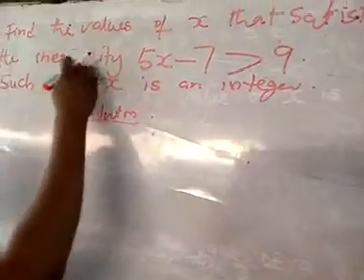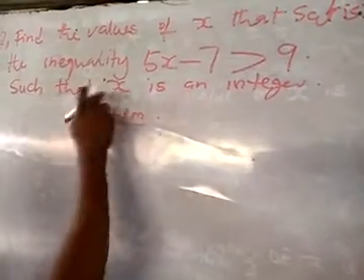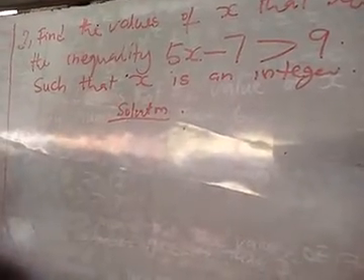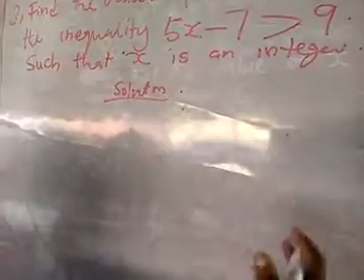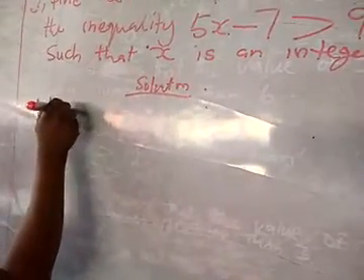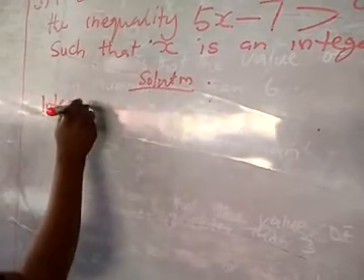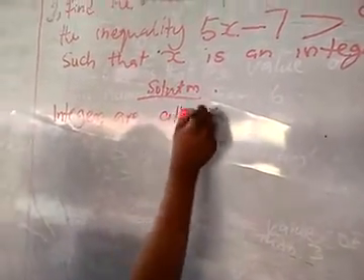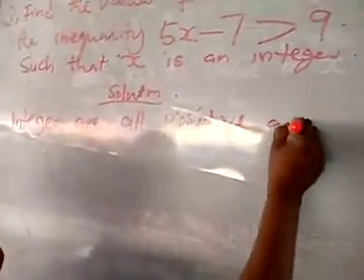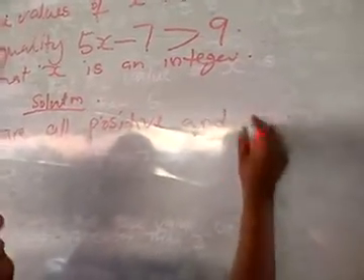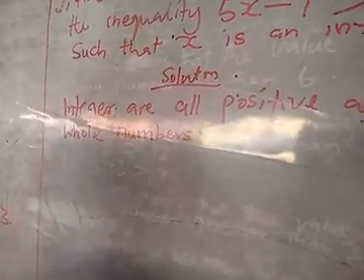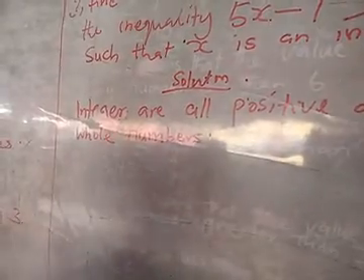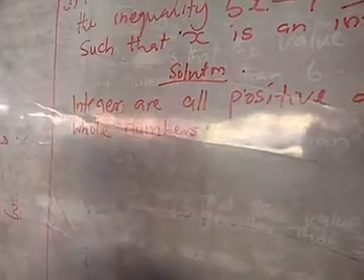Find the value of x that satisfies the inequality 5x minus 7 is greater than 9, such that x is an integer. What is an integer? Integers are all positive and negative whole numbers. That means a fraction is not an integer. Now let's solve.